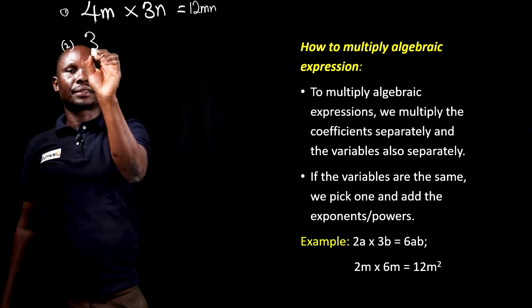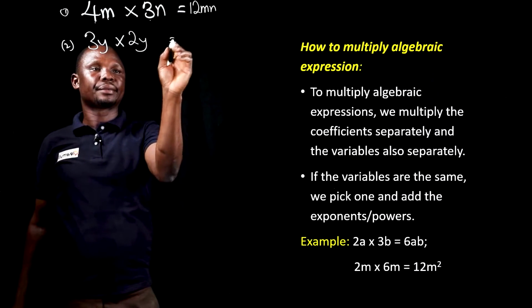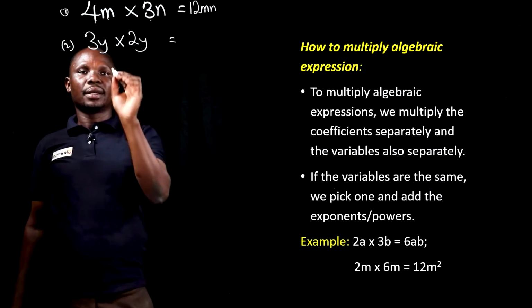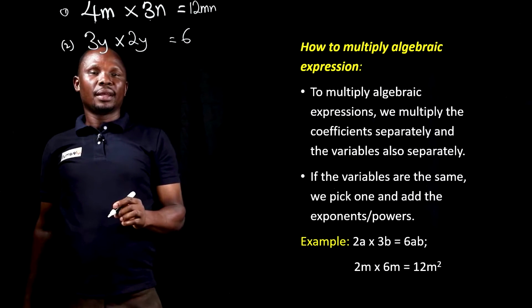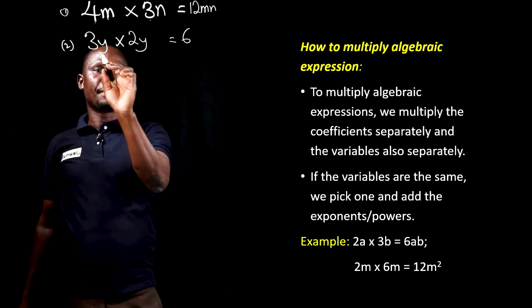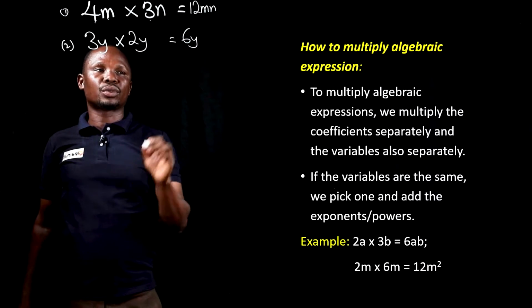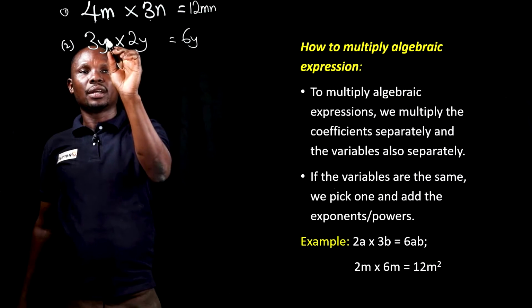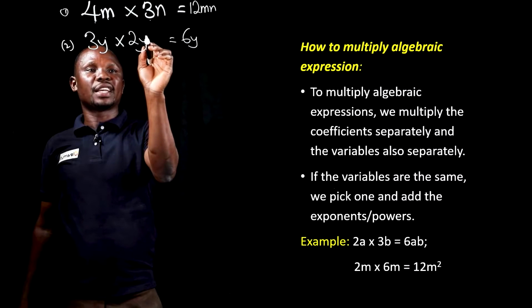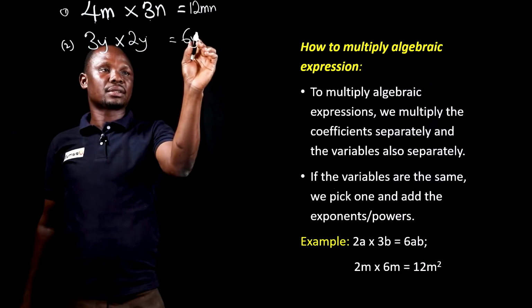If we have 3y multiplied by 2y, in this case, 3 multiplied by 2 gives us 6. The variables are the same, so we pick one, we attach it to the coefficient, and we add their exponents. The exponent here is 1, and the exponent here is also 1. So 1 plus 1 gives us 2.